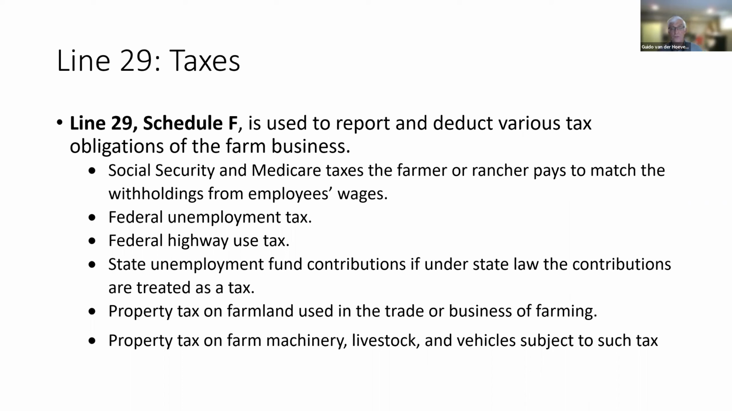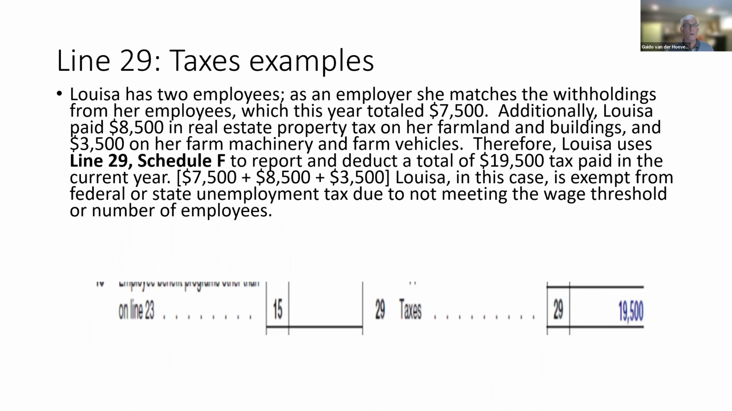Any state unemployment fund contributions under state law, if required, are treated as a tax. Property tax on farmland used in the trade or business, and property tax on farm machinery, livestock, and vehicles, if those items are subject in your state to property taxes. This is where we would have those business-related items reported together in total, and then we take that as a deduction. So here's an example. Louisa has an employee, and she matches the withholdings. This year's $7,500. She also pays $8,500 in real estate property tax and $3,500 on her farm machinery and farm vehicles. So the total of that is $19,500, and that's where you see it on line 29 on the taxes in this particular case.